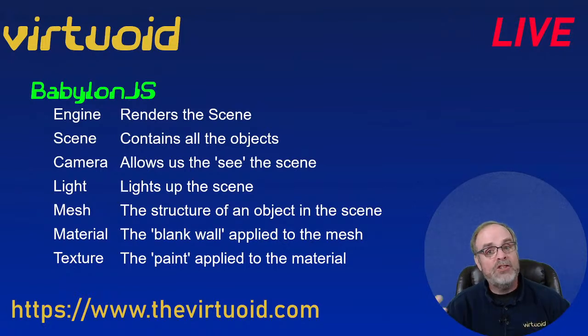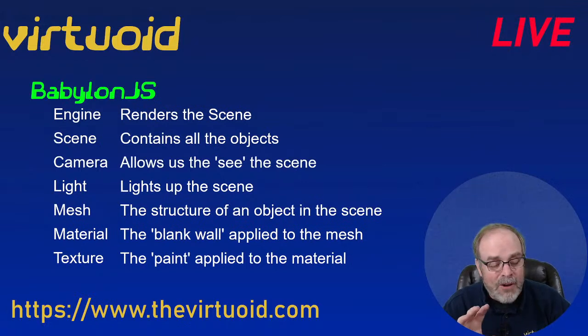The camera allows us to see everything. If you don't have a camera, you can't see anything. Light allows us to light up the scene. If there's no light, you can't see anything. So the camera and light are going to be very important to this. Mesh, material, and texture are three very important things.